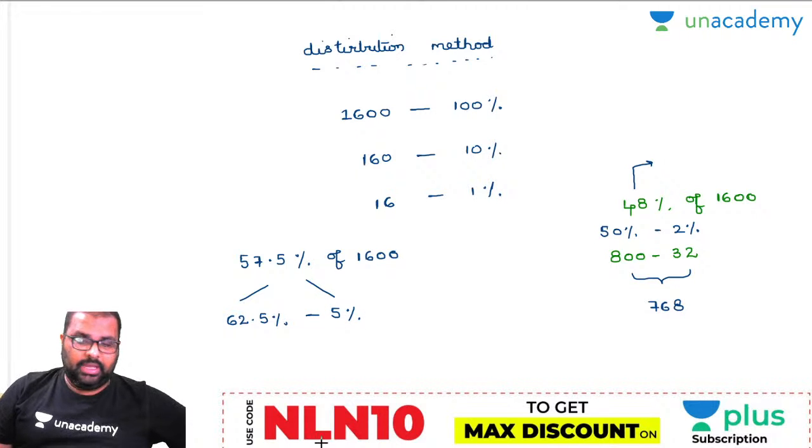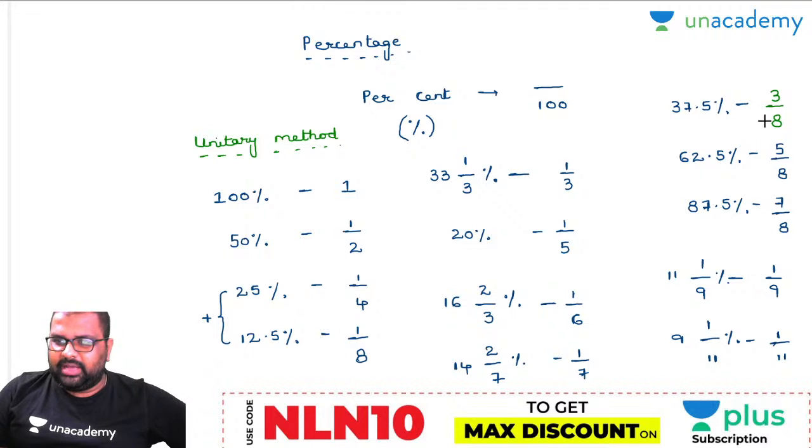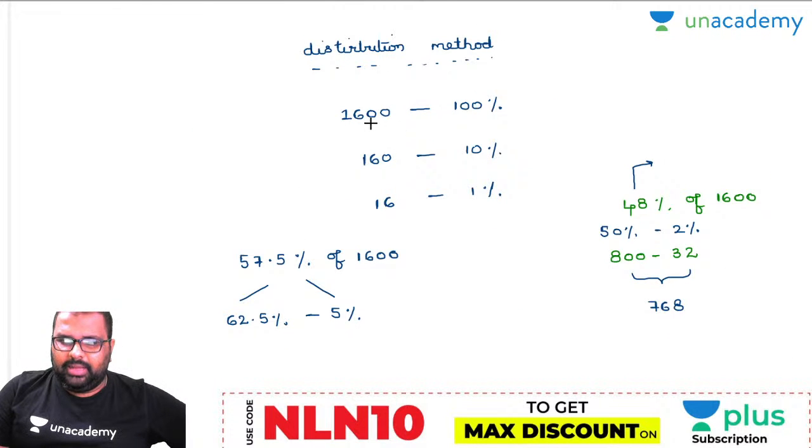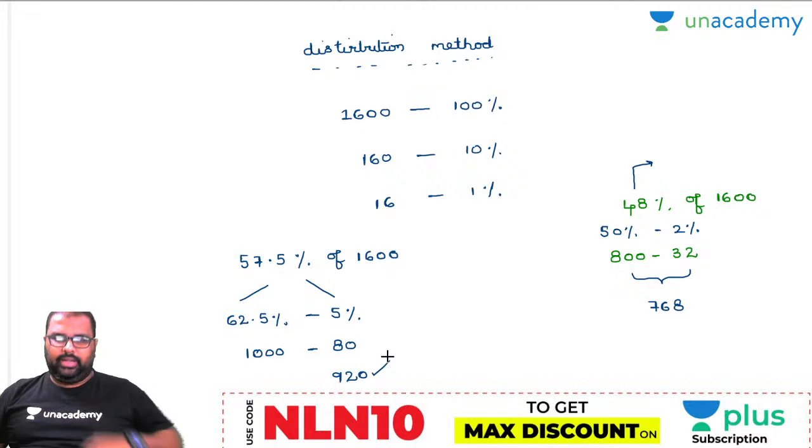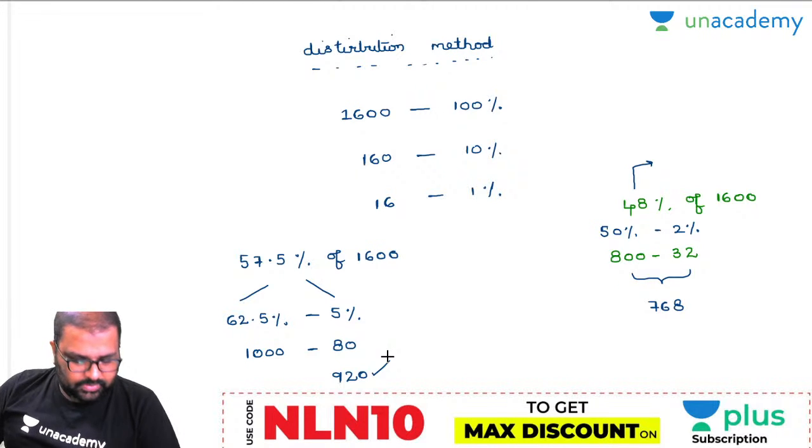Yes, perfectly. I know 62.5% as 5 by 8. 5 by 8 into 1600 is how much? Is it 1000? Yes, perfectly, it is 1000. Minus 5%: 10% value is 160, 5% value will be 80. So my answer is 920. It is not 918.